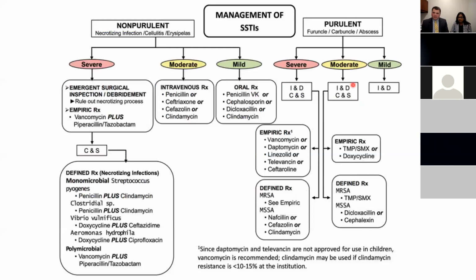So moderate. For moderate, it says incision and drainage plus C&S, culture and susceptibility, and then empiric treatment, so this is Bactrim or doxycycline. So you want to give something that covers Staph aureus very well. Both Bactrim and doxycycline cover Staph aureus very well, with over 90% susceptibility, and they have great bioavailability, so it gets into your tissue extremely well. So either one of those drugs works really well.